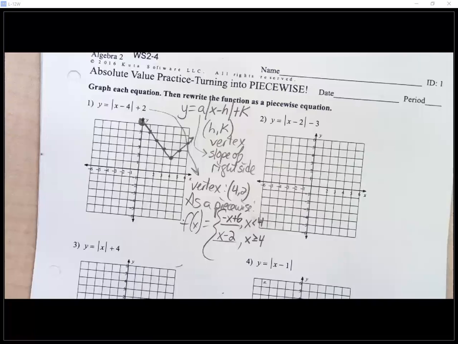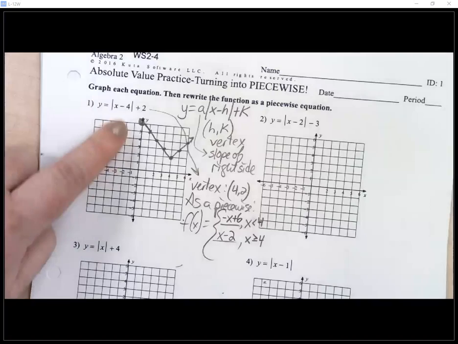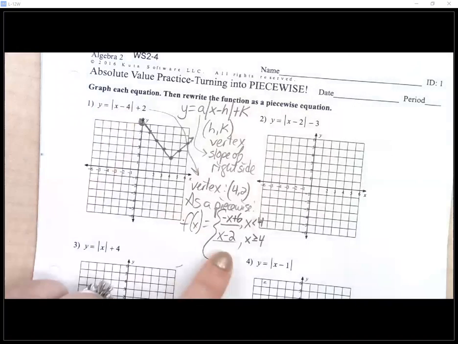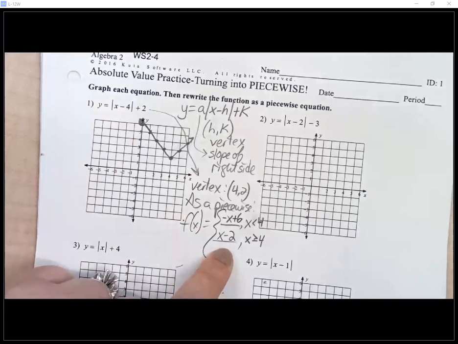So how cool is this? On your quiz, I could ask you to graph that, or I could ask you to graph that, and you would produce the exact same graph. Weird, right? Because they look very different from each other.